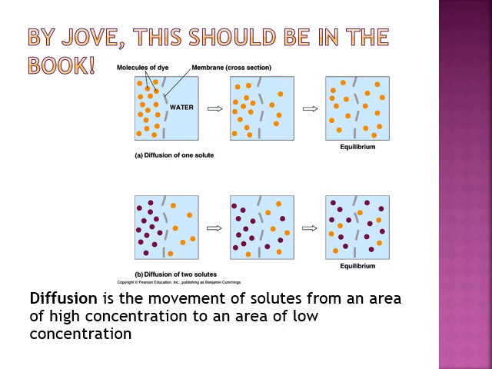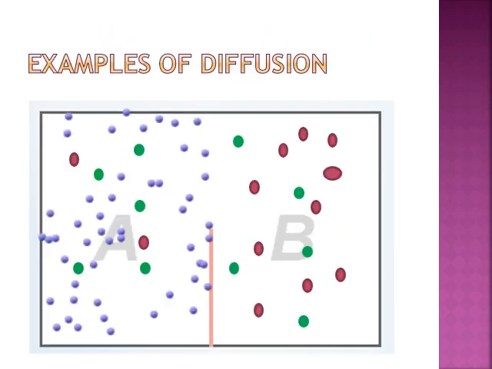It happens without any energy. Here, you've got individual molecules of dye, high concentration on the left, low concentration on the right. Over time, they reach equilibrium where they're equally spread apart. So diffusion is the movement of solutes from an area of high concentration to low concentration.